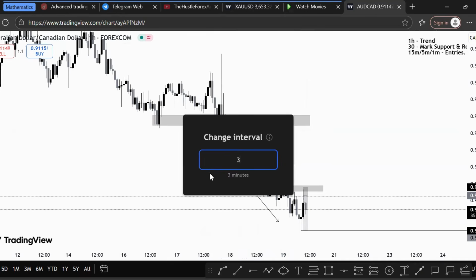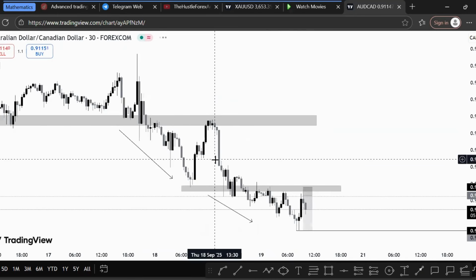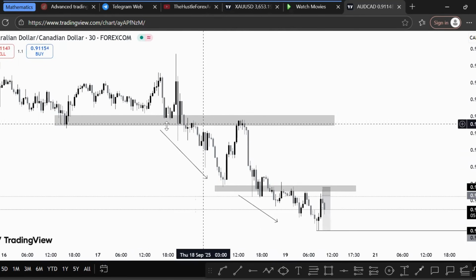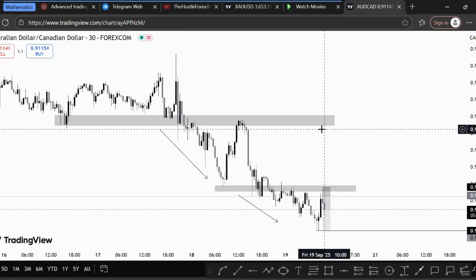So now you want to go to M30. That's when maybe you can draw your levels of support and resistance. Now this was a support, but because it is below this, now it becomes a resistance.